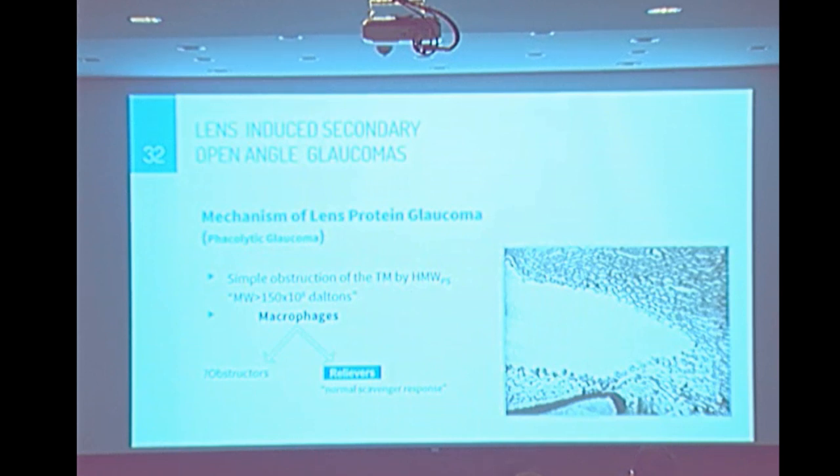weight lipoprotein. So when you remove the lens, as you will see later, and wash out, still there is a heavy molecular weight lipoprotein in the angle. So who's gonna remove it? Who's gonna clean it? It is the macrophagic response.